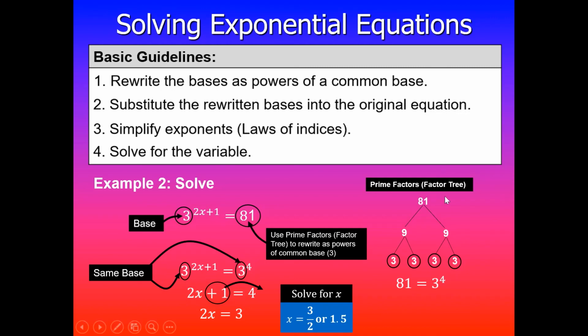Hope this makes sense. I would suggest you can pause the video and try this yourself. What you need to do is you need to rewrite the bases as powers of a common base, and in this case the base we were after was 3, so we need to change 81 to base 3, and using factor tree we can easily get that. So 81 is 3 to the power of 4. Now if the base is same, we can drop that, and then we can solve for the unknown power. And it comes to 3/2.